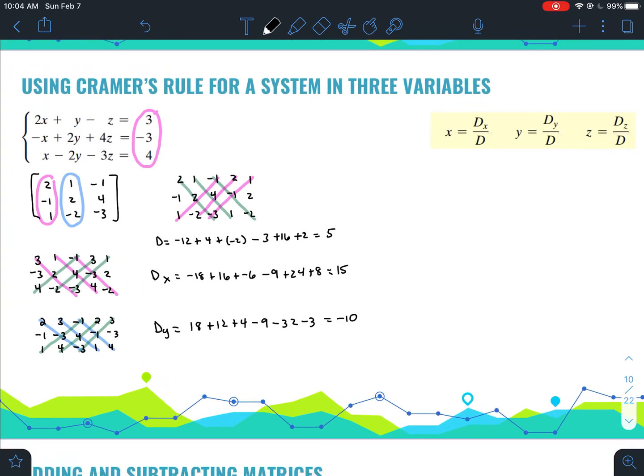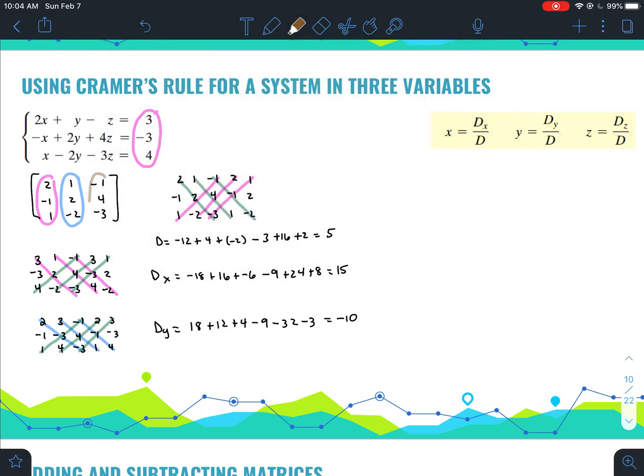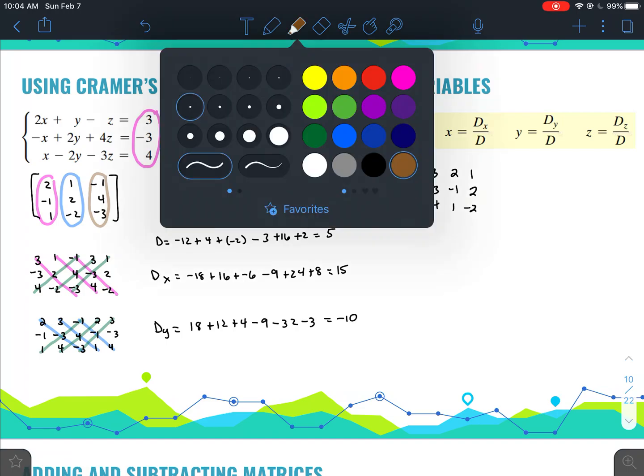And then we've got to find our dz. So now I'm going to replace that last column with my solution column. So I'll replace the z column with my solution column. So I would have 2, -1, 1, 1, 2, -2, and then my z column becomes 3, -3, 4. Then repeat the first column, 2, -1, 1. Repeat the second column, 1, 2, -2. And then find my determinant.